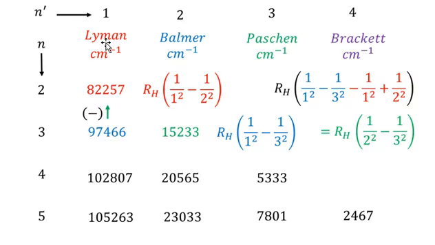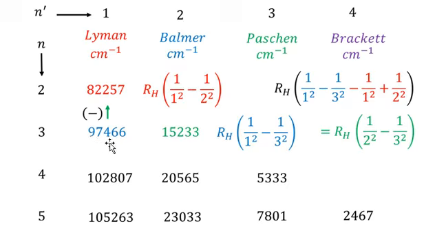So you see the Lyman series, in which there is a transition from quantum state number 2 to quantum state number 1. When the hydrogen atom emits light from state number 2 to state number 1, it will emit this wavenumber, which is 82257 centimeter inverse.